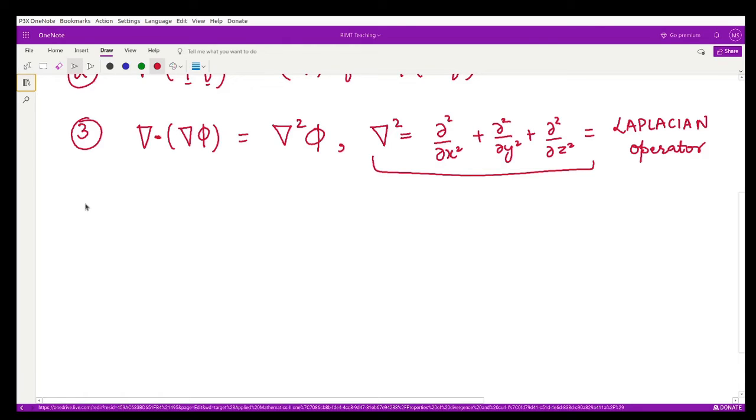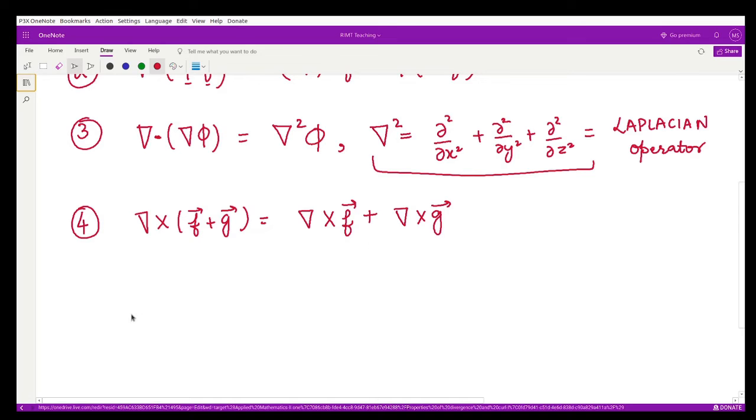Okay, so the next property is about curl. Whenever you take the curl of the sum of two vectors, this is equal to the curl of vector f plus the curl of vector g. This is very simple, and you can very easily prove this.